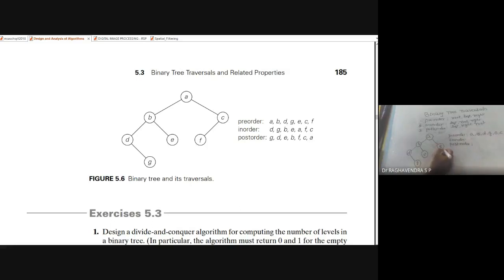Then after root we have left. Yes. So A, B, D, G, E, C, F. Have you understood this, A, B, D, G, E, C, F? If anyone has not understood, tell me and we will say it once more.